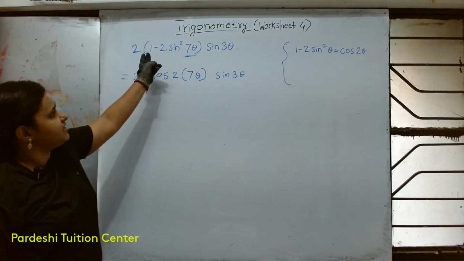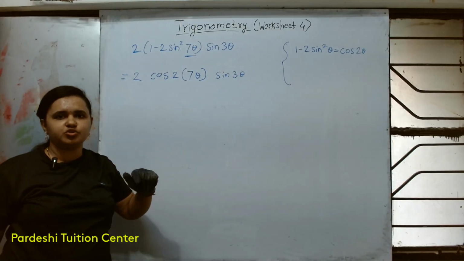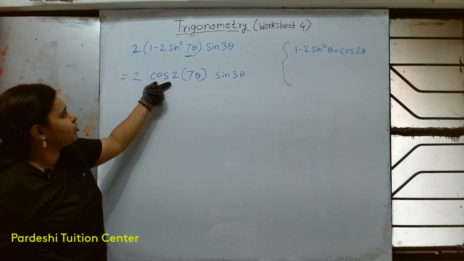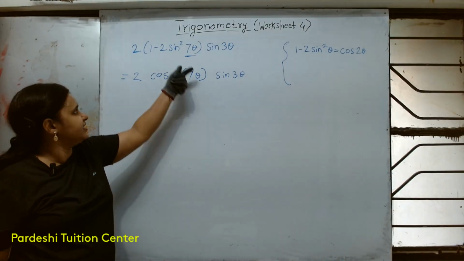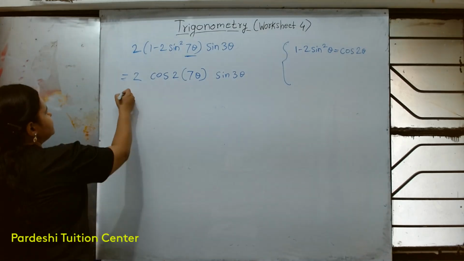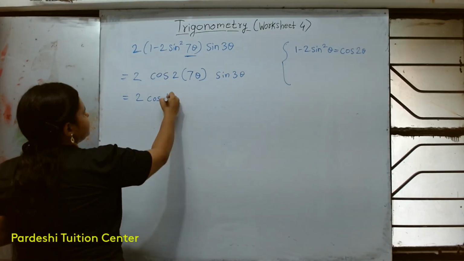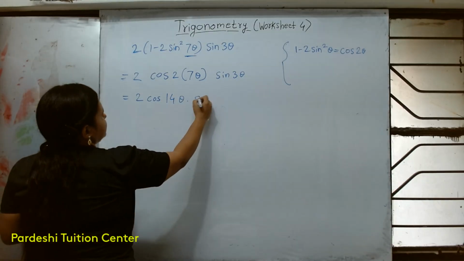We have just applied the formula. 1 minus 2 sin square theta was equal to cos 2 theta. So we have written cos 2 of theta. Theta here is 7 theta, therefore we have written 7 theta. So 2 cos of, now 2 sevens are 14, so it will be 14 theta into sin 3 theta.